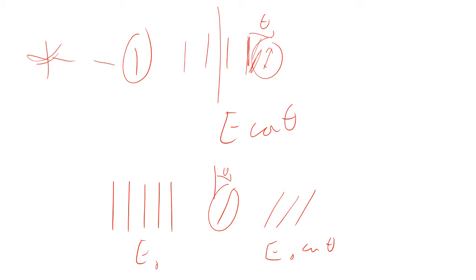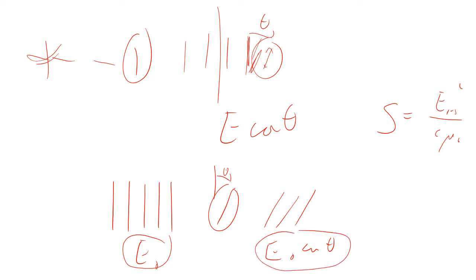Well, we know that intensity is related to the amplitude of the Poynting vector. And the amplitude of the Poynting vector, we also know, is going to be E RMS squared over c mu naught. Okay, so what that would mean is that the intensity on one side would be that, and the intensity on the other side would be E naught cosine squared.